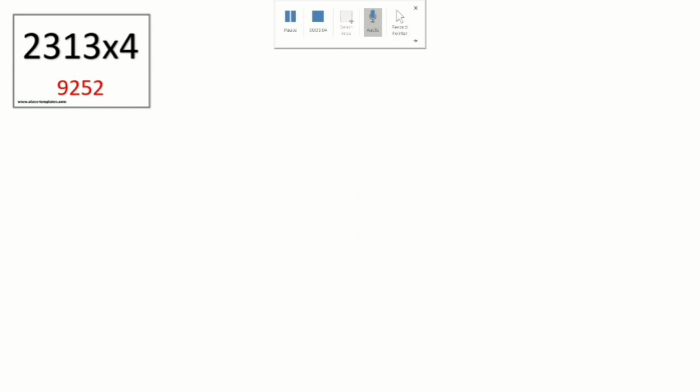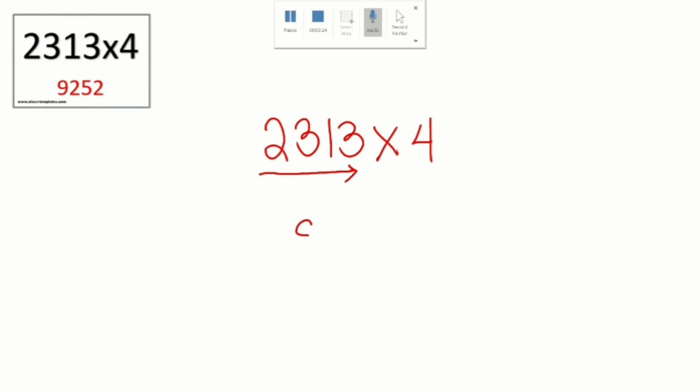Okay? Next, we have 2,313 times 4. So again, using the left to right strategy or technique, 4 times 2, the answer is 8. Then 3 multiplied by 4, the answer is 12. So I'm going to write 2 here and carry 1. Next is 1 times 4, that is 4. And 3 multiplied by 4, that is 12. So I'm going to write 2 here and carry 1. Then simplify our answer.